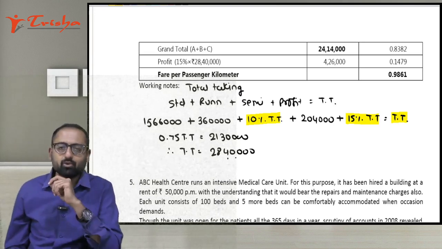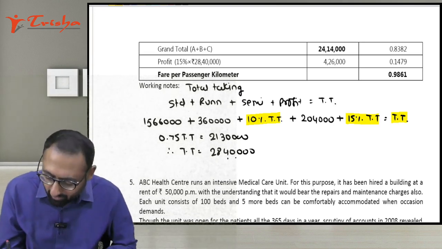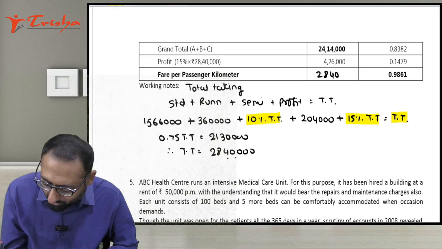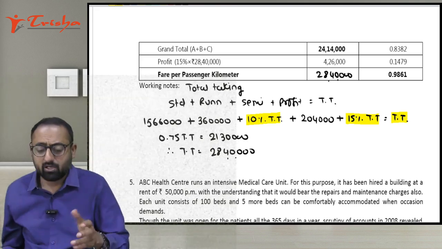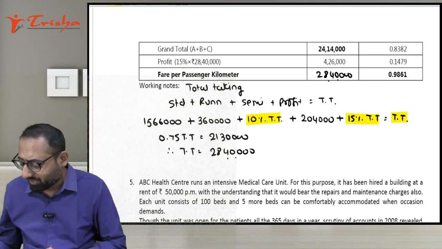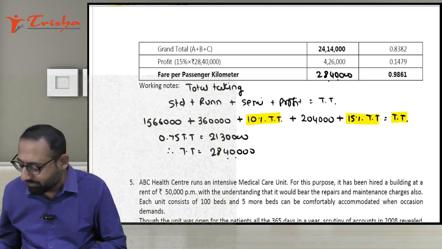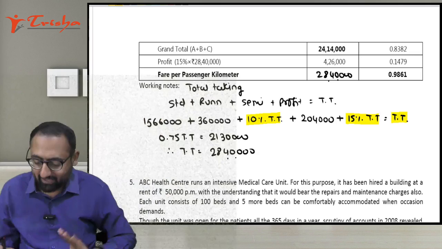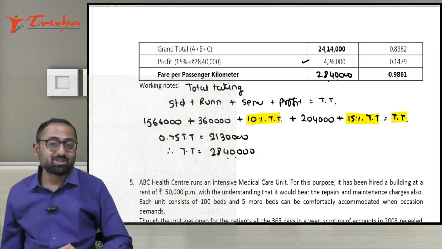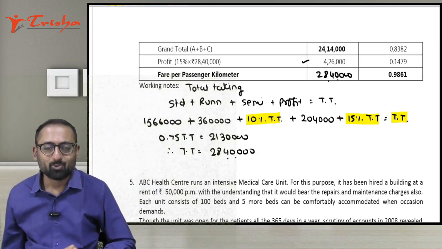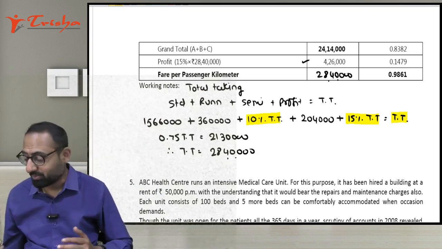Now easily you can calculate the profit. So fare I'll write here 28,40,000 total fare. Now profit, you know that 28,40,000 multiplied by 0.15 will be your profit. So 4,26,000 I have already written here. Commission, now easily you can calculate that. How much was the commission? 10% of the total taking to be shared equally.